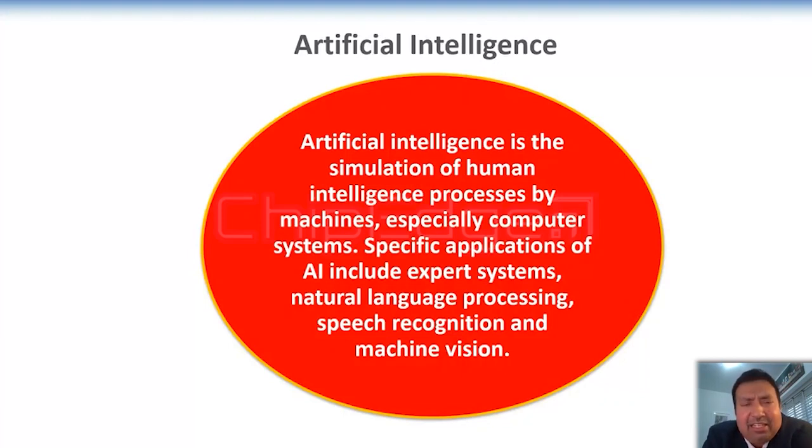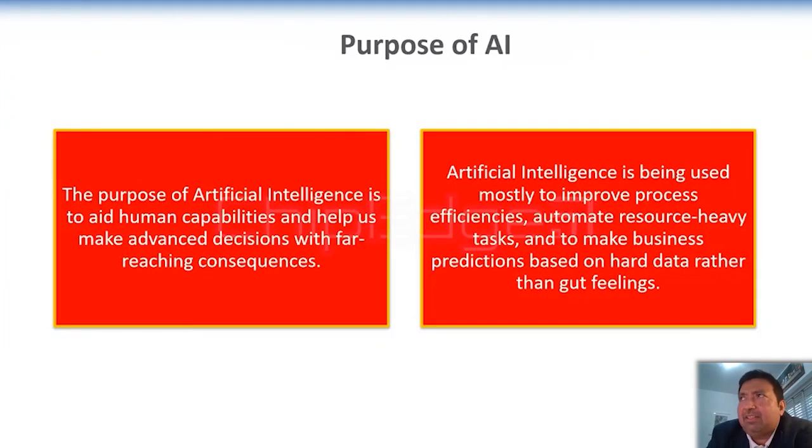Under artificial intelligence, there are a lot of branches. We'll go to the purpose of AI. One of the branches is machine learning. That's where we are going to focus. And then there's deep learning. What is the purpose of AI? The purpose of artificial intelligence is to aid human capabilities and help us make advanced decisions with far-reaching consequences. It's basically used to scale, improve efficiency, as we discussed, and to predict based on the past.